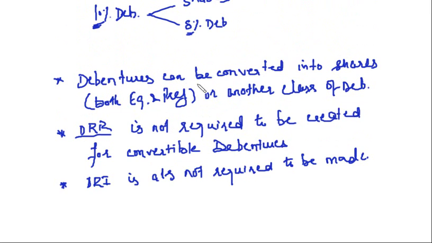So these are the important points regarding conversion. First of all, debentures can be converted into shares or another class of debentures. Then, if you have convertible debentures, that is debentures which can be converted into either shares or another class of debentures, for those debentures DRR is not required to be created. If DRR is not required to be created, then you are not to make investment in specified securities, that is DRI. Clear? You can go through those lectures of DRR and DRI and compare these provisions, right? You will understand. Clear?